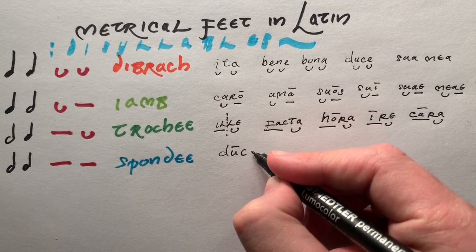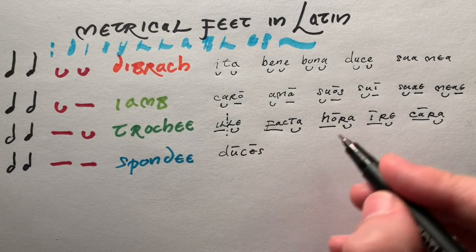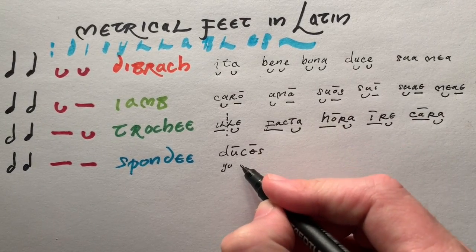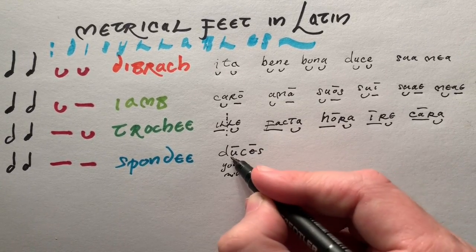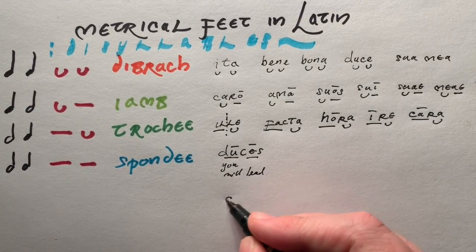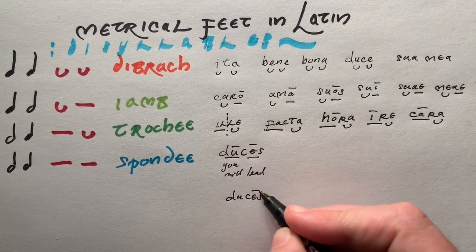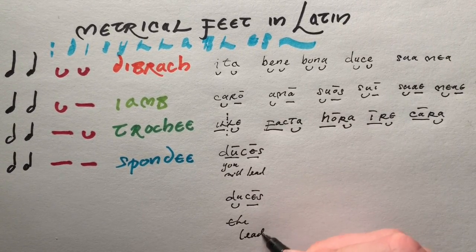For example, duces. Duces is the future of the verb duco, ducere, meaning to lead. Duces means you will lead. But this is contrasted with a different word, which is duces, which means the leaders.